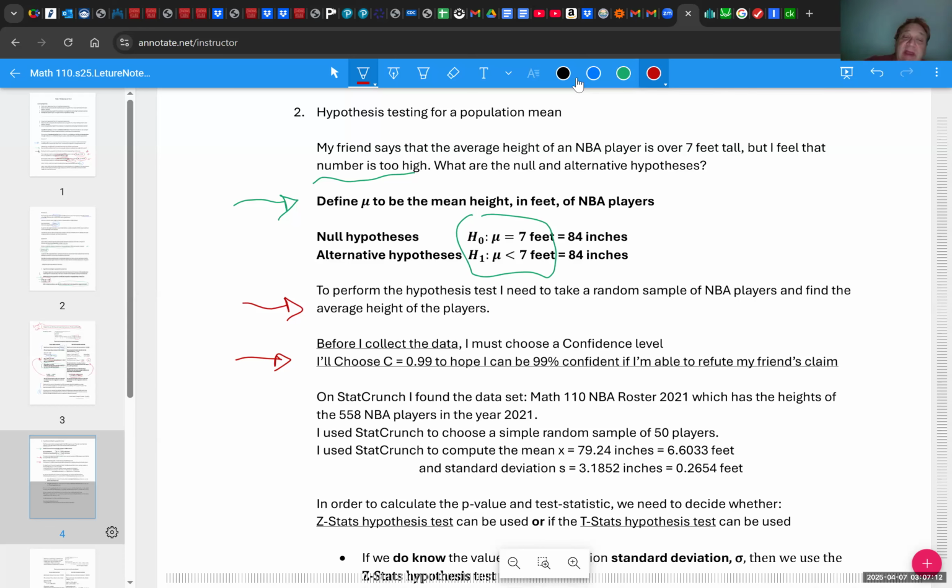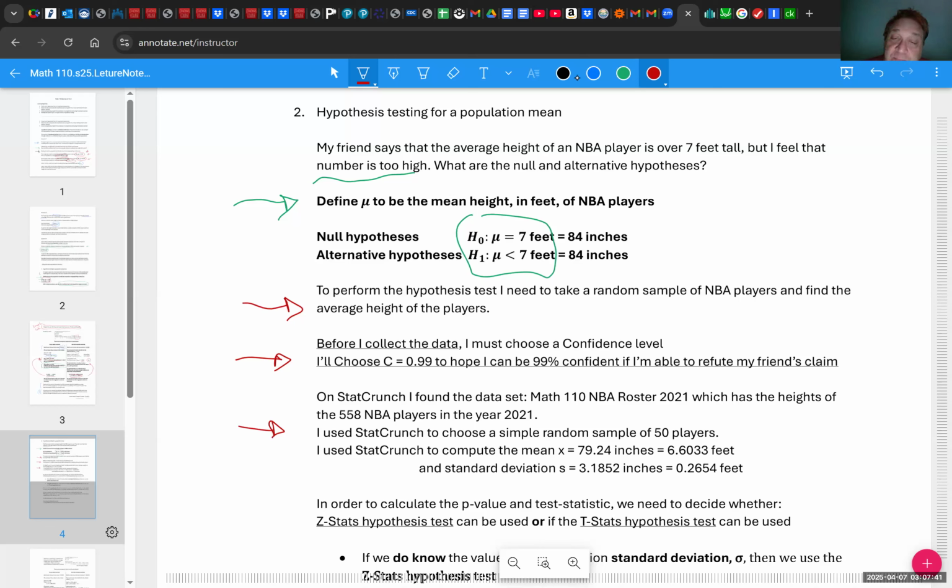All right. So now once I have my statements down and I chose my confidence level, the next thing I do is collect the data. So I went on StatCrunch. I found a data set called Math 110 NBA Roster 2021, which has all kinds of statistics about the NBA basketball players in 2021. It has 558 players in the year 2021. I took a random sample of 50 players and I used StatCrunch to compute the mean and the standard deviation.